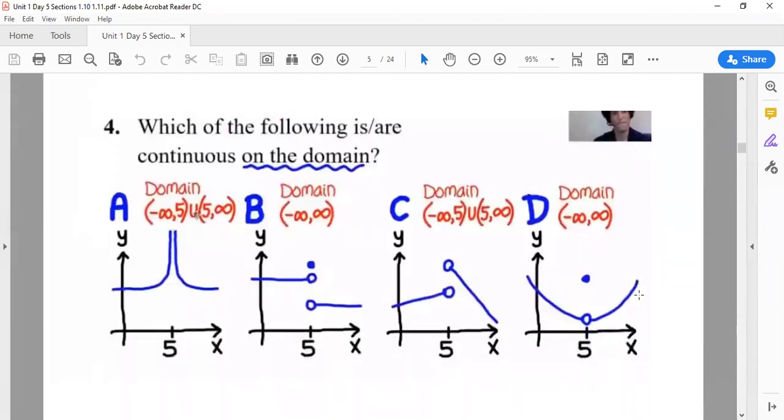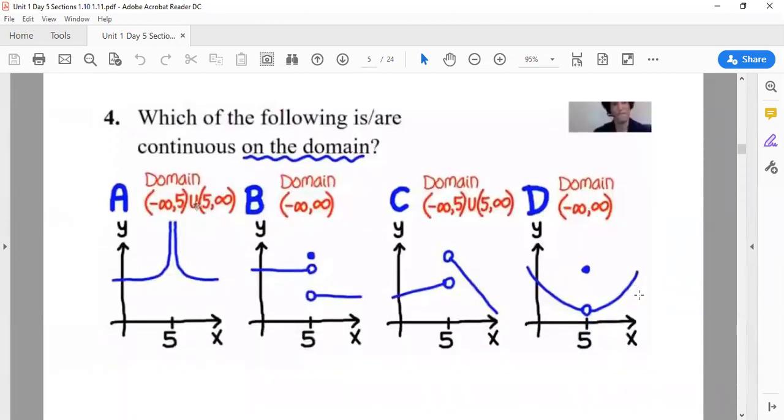So this, of course, is question 2 right here, of the Padlet questions. This student was asking about the last question: which of the following is or are continuous on the domain?